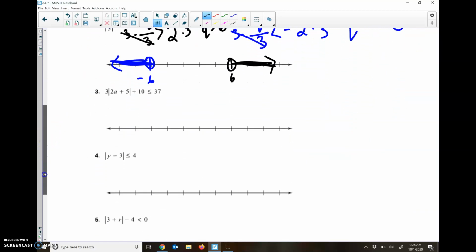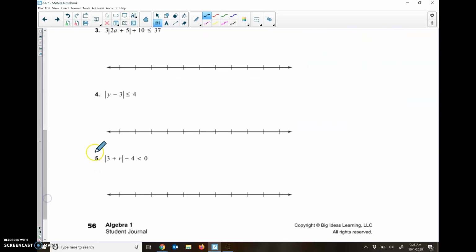All right, let's switch to one where we have one step beforehand, like number 5. So kind of a medium problem here. I have a minus 4 outside of my absolute value bars. So I'm going to get rid of that minus 4 first before I write my two equations. So I'm going to add 4 to both sides. Now I'm left with absolute value of 3 plus r is less than 0 plus 4, which is 4. Now my absolute value bars are by themselves, so now I can write my two equations.